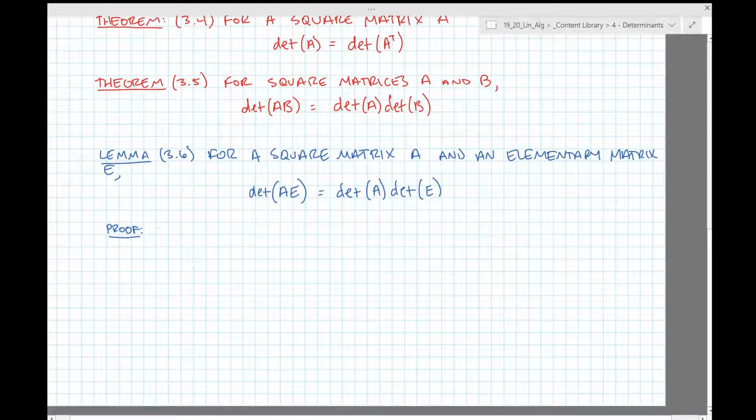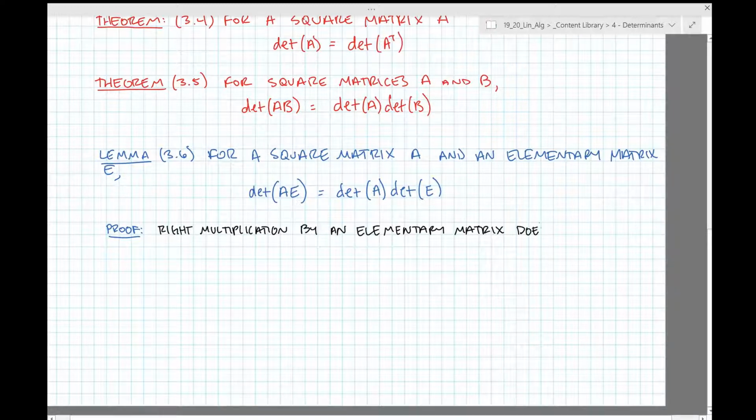So, an elementary matrix E. What I'm going to say is, write multiplication by an elementary matrix actually does the corresponding, oh geez, I'm running out of space. Okay, fine. Column operation.